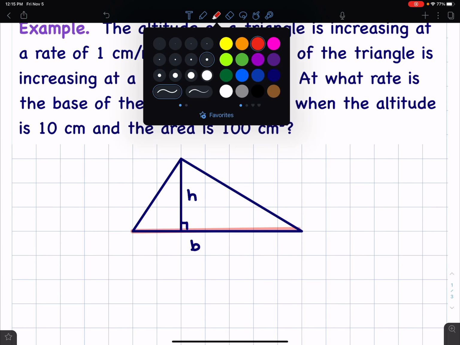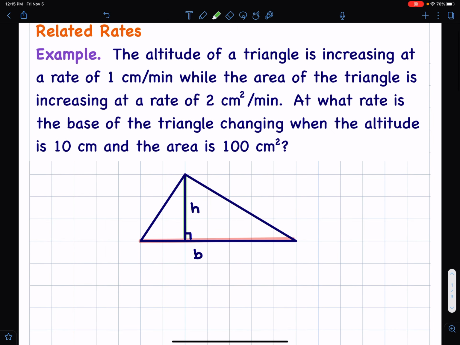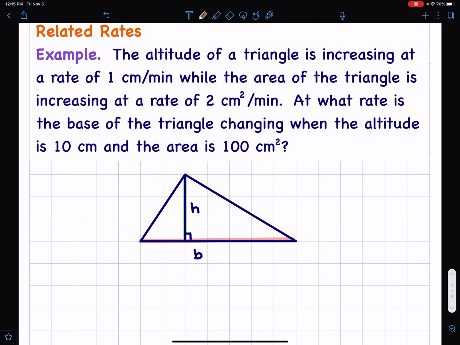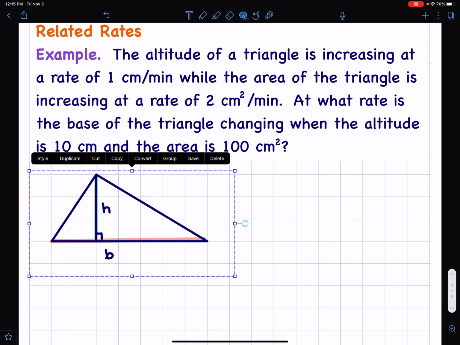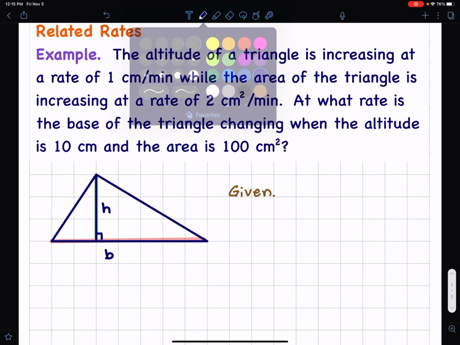Height, let me put that in a different color, maybe green. There's height right there. Height. Okay, well, let's write down some facts that are given, and let's see what we have. So I drew a figure, which is always a good idea when we're doing a word problem. All right, so let's look at what we're given. Well, let's read the problem.